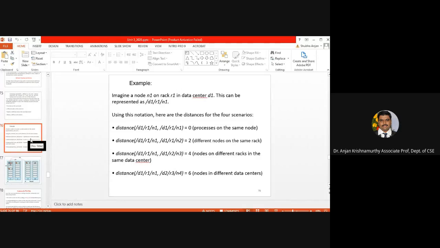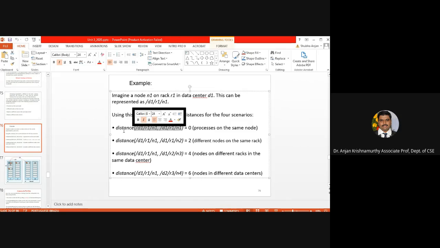In this example, we are just trying to calculate the distance between different nodes. The first scenario is processes which exist on the same node. The data center is represented as D, the rack is represented as R, and the nodes are represented as N. So data center 1, rack 1 and node 1, data center 1, rack 1 and node 1. This is a process in the same data center, same rack, so obviously the distance will be 0.